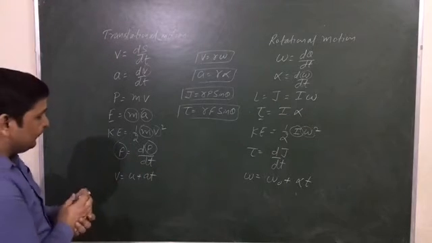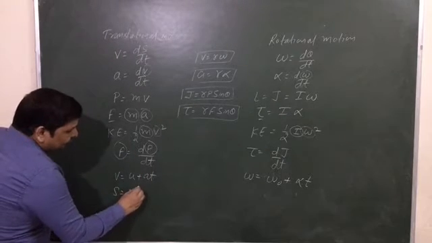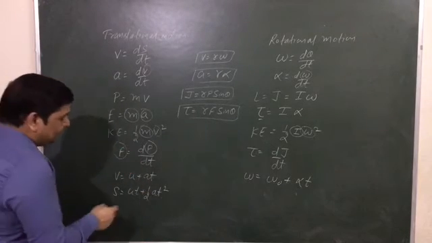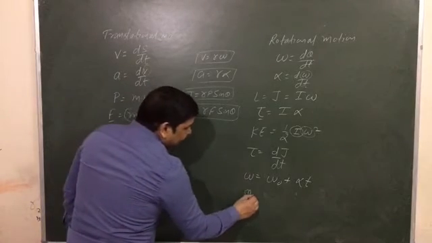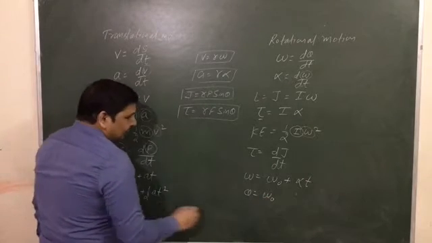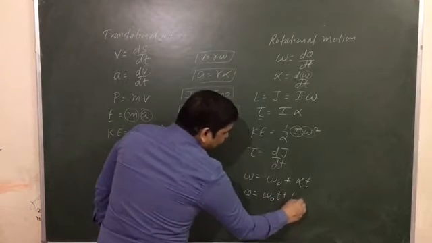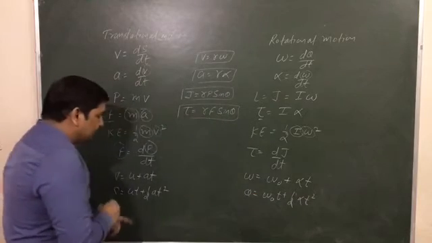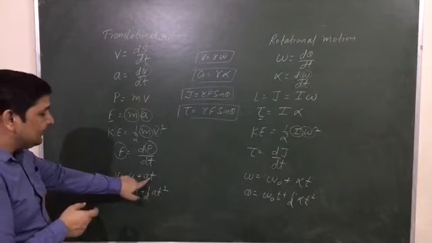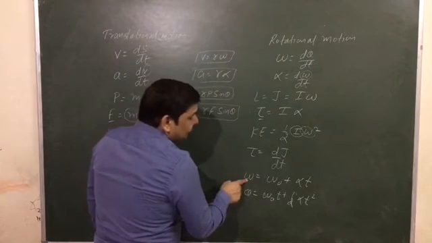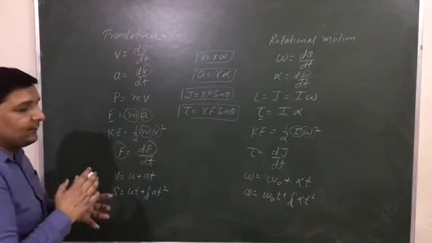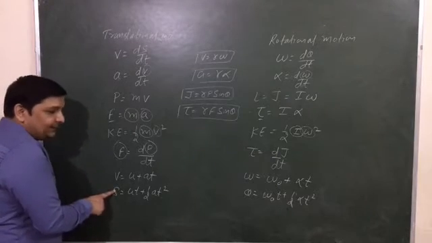In translational motion, we use S equals ut plus half at square, but in rotational motion, S is replaced by theta, u is replaced by omega naught, and time stays as it is: theta equals omega naught t plus half alpha t square. V is final velocity, u is initial velocity, a is acceleration, t is time. Omega is final angular velocity, omega naught is initial angular velocity, alpha is angular acceleration, t is time, S is displacement, and theta is angular displacement.